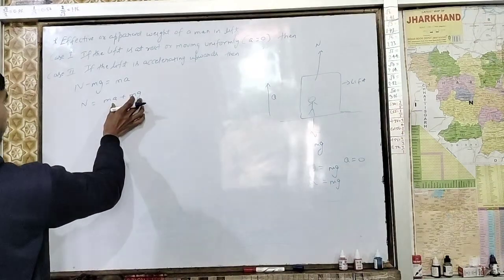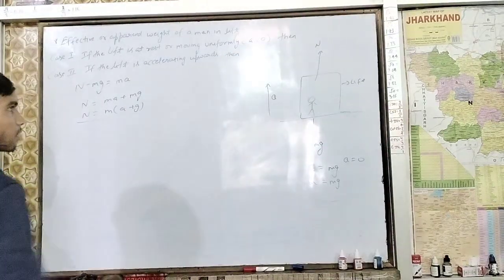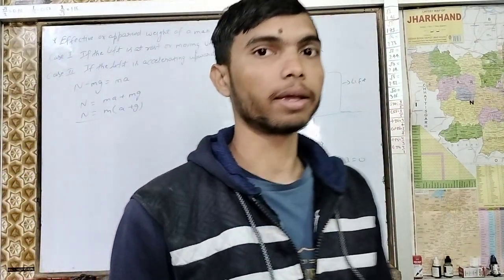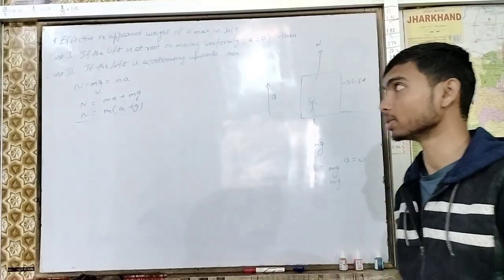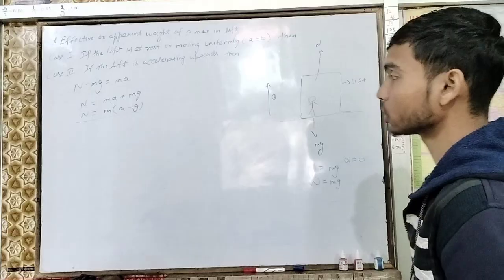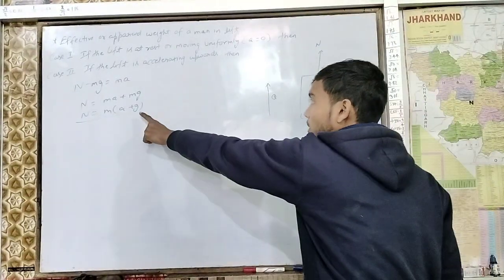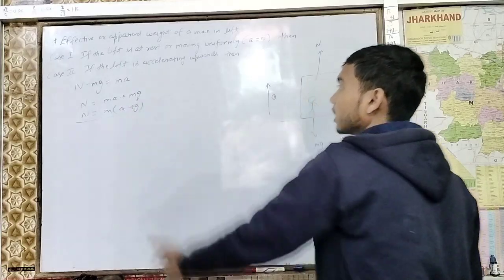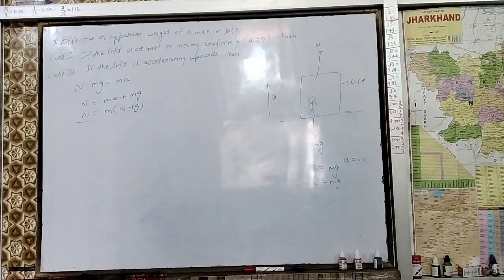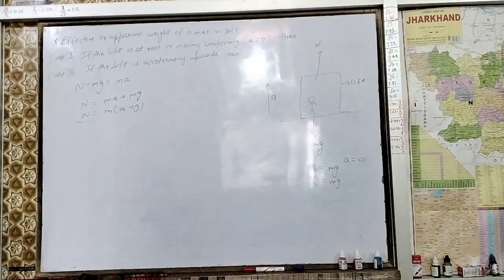Over here, m is a constant. So the final equation will be N is equal to m into (a plus g). This is valid when the lift is going upward. When the lift is going downward, we will replace this positive sign by a negative sign, for the downward direction. Over here, we will get effective weight more. Effective weight, not actual weight.